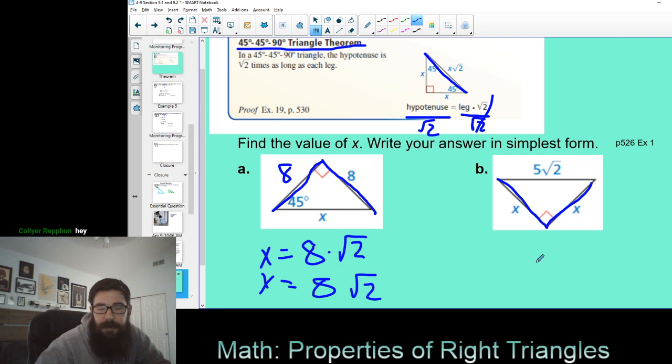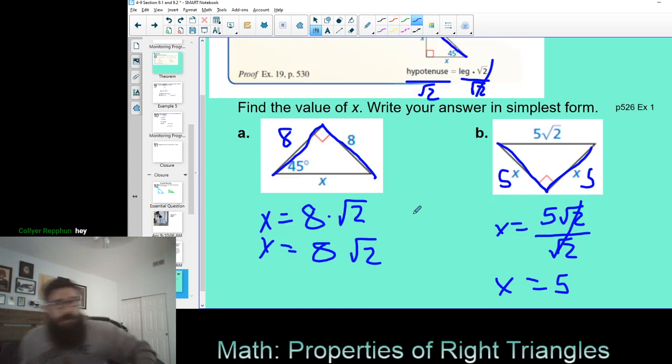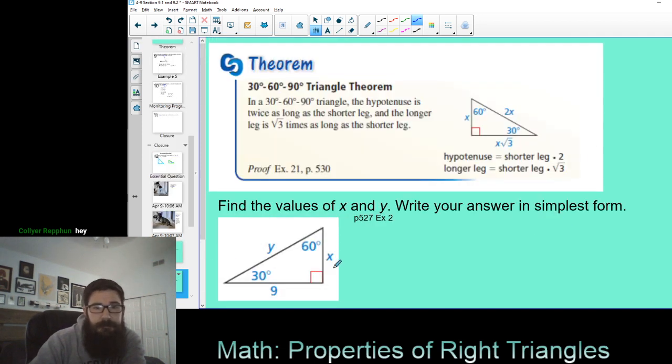So what am I going to do here? Well, x in this case is going to equal my hypotenuse, which is 5 square root of 2, and then I'm going to come along and divide it by square root 2. That's it for a 45, 45, 90. We'll get a little bit spicier, kind of Monday-ish, but for now, that's all I'm really looking for.